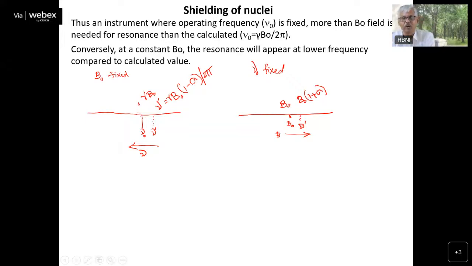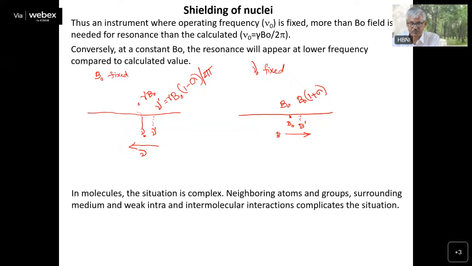Okay, so you have to add an additional field, sigma B0, so that it will resonate at the same nu zero, the fixed frequency. Okay, so that is the thing you have to clear. If you have any doubt, you can ask me later on.